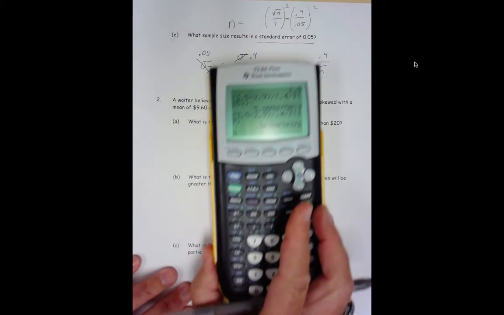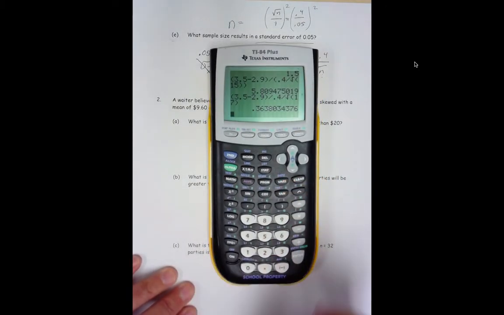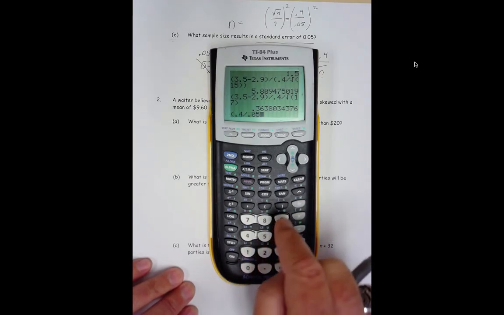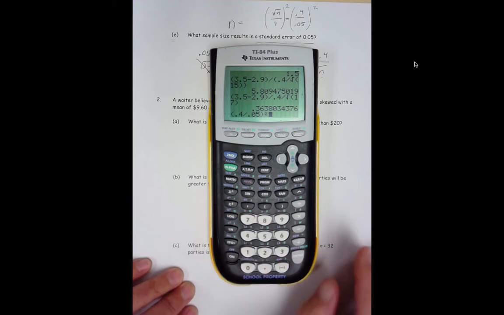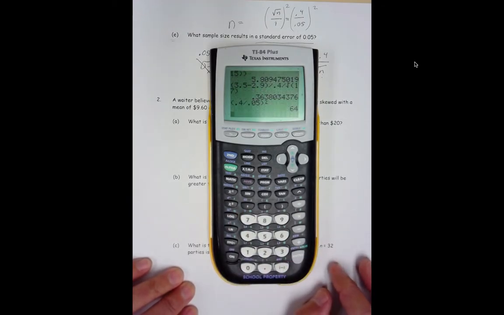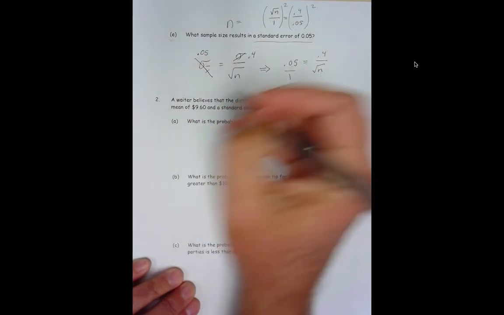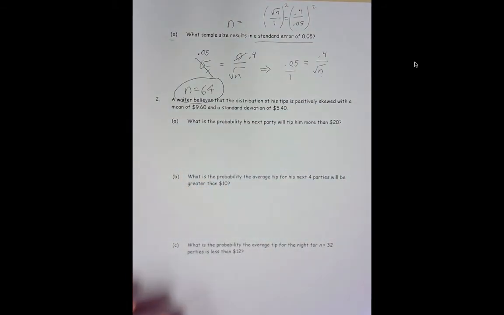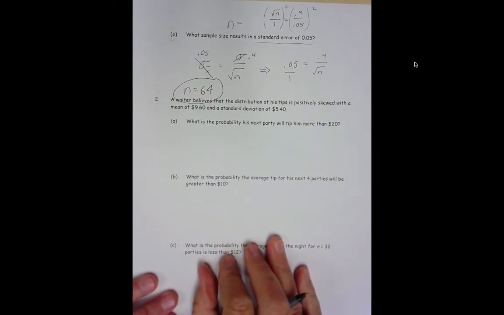Well, guys, I need my calculator for that. I could do it by hand, but I don't want to. Okay, everything look okay? All right, so our sample size would be n equals 64.